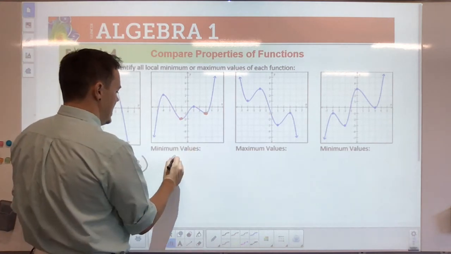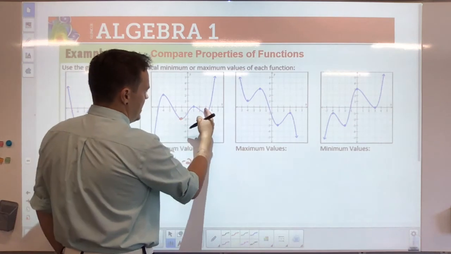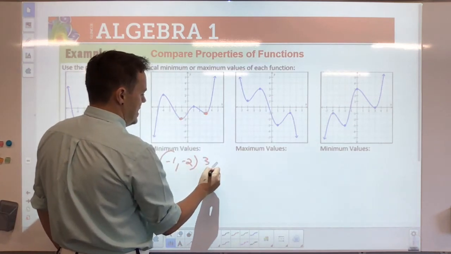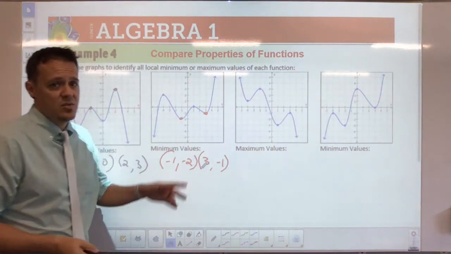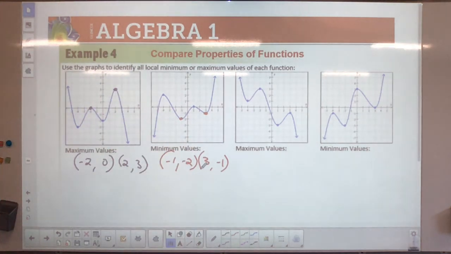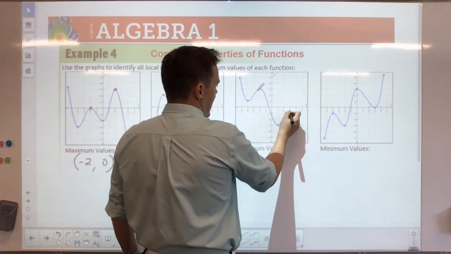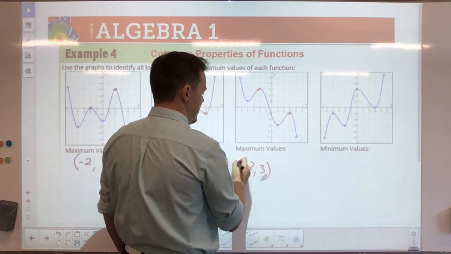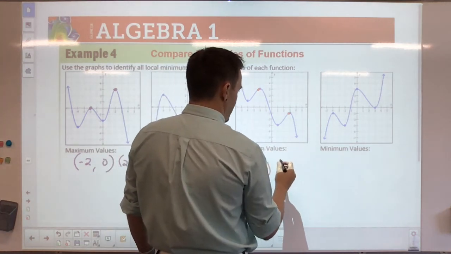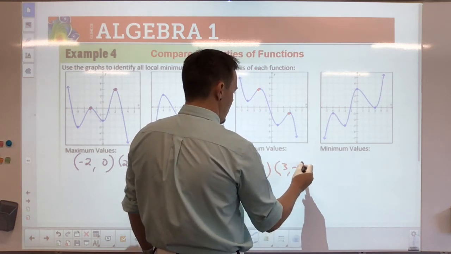All right, so this would be -1, -2, and then the other extreme here would be over 3 and down -1. That's the other minimum value. So what I want you guys to do is go ahead and find me the maximum and minimum for those two graphs. All right, last thing on this one here, maximums would be here and here. So I got -2 and 3 as a maximum value, and then the other maximum value would be 3 over and negative 1 down.